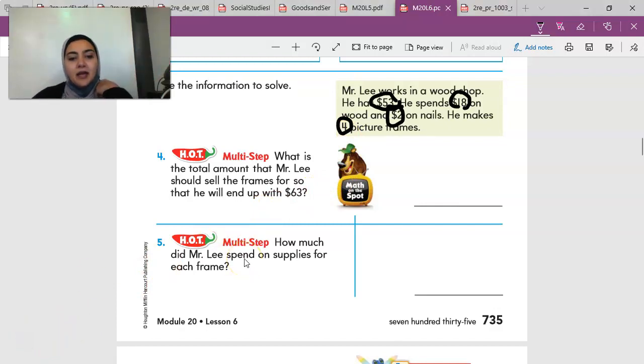All right. What is the total amount that Mr. Lee should sell the frames for so that he will end up with $63? So how much should he sell each frame for if he wants $63? Think about it. He has $53. He spends 18 and 2. What's 18 plus 2? 20. So he spends $20. So let's do the math.